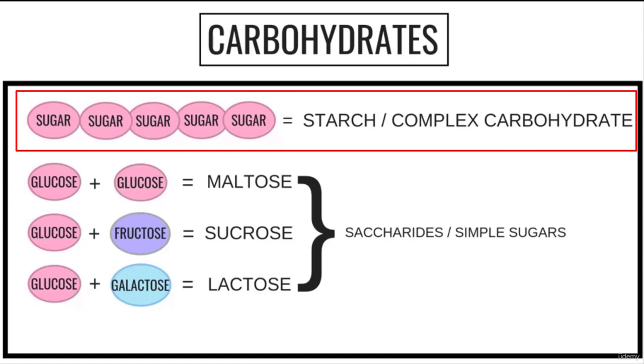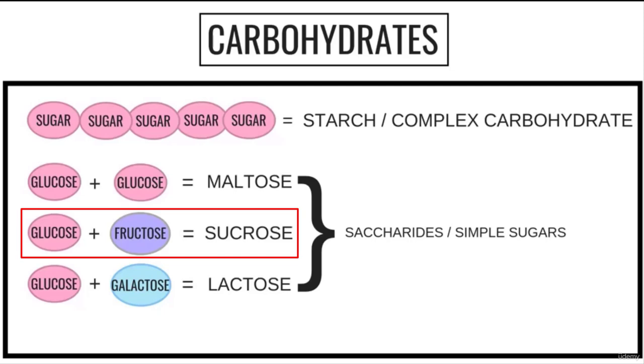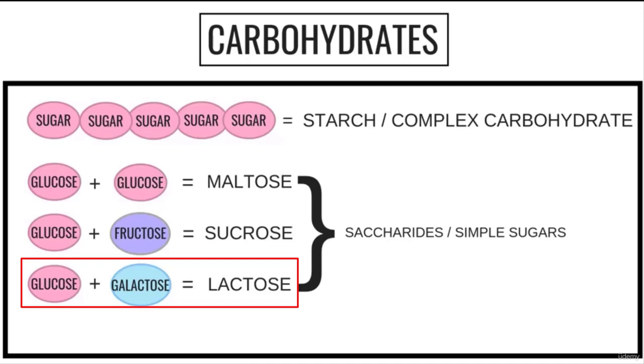So starches are those big molecules, and then you get sugars. And the simplest form of sugar, particularly from our nutritional perspective, is glucose. But glucose can bind to other sugars and form additional sugars. So for instance, a glucose plus a fructose molecule bound together gives you sucrose, which is the normal white table sugar that we use in our tea or in our baking. Whereas a glucose plus a galactose molecule is lactose, and that's the sugar that's found in milk and dairy products.